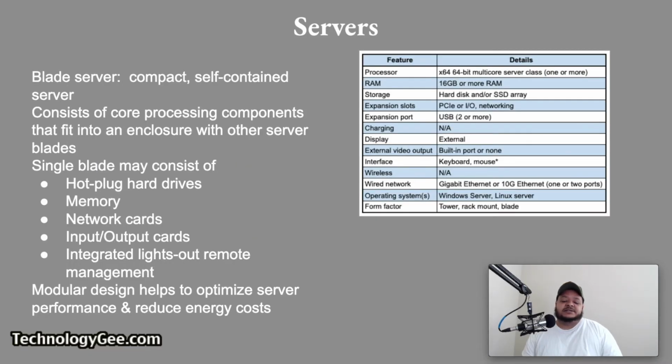A blade server is a compact, self-contained server that consists of core processing components that fit into an enclosure with other blade servers. A single blade may consist of hot plug hard drives, memory, network cards, input-output cards, and integrated lights out remote management. The modular design of the blade server helps to optimize server performance and reduce energy costs. So here are some of the core features of a server.